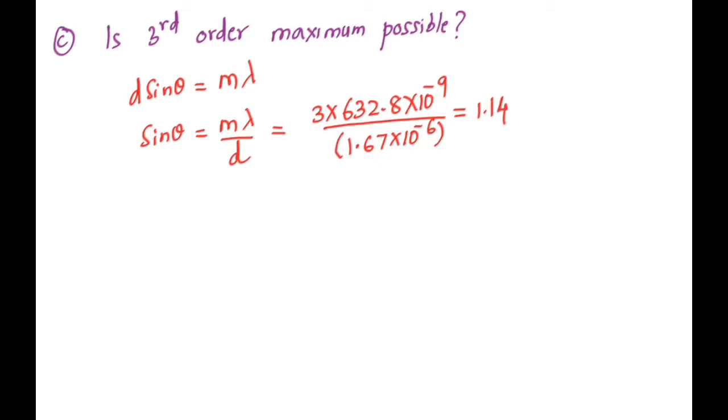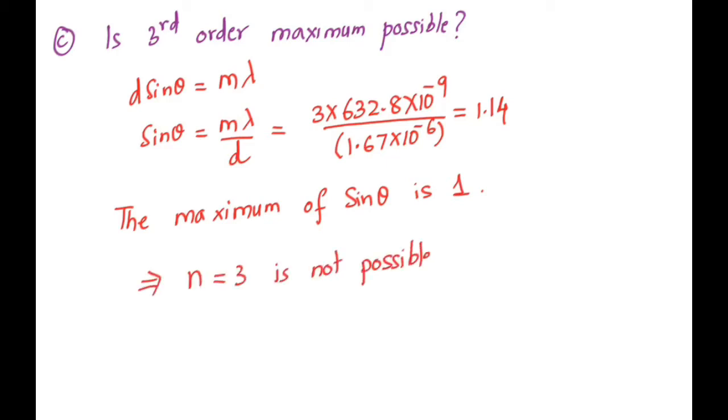Just a quick advice here: when you use the calculator, put the denominator in brackets so that we don't make a mistake in the calculation. So we get sine theta as 1.14. Now we know that the maximum value of sine theta which is possible is 1. This means that m equal to 3 is not possible because we are getting sine theta greater than 1. The value of sine theta here is 1.14, which is not possible. Sine theta cannot be greater than 1.